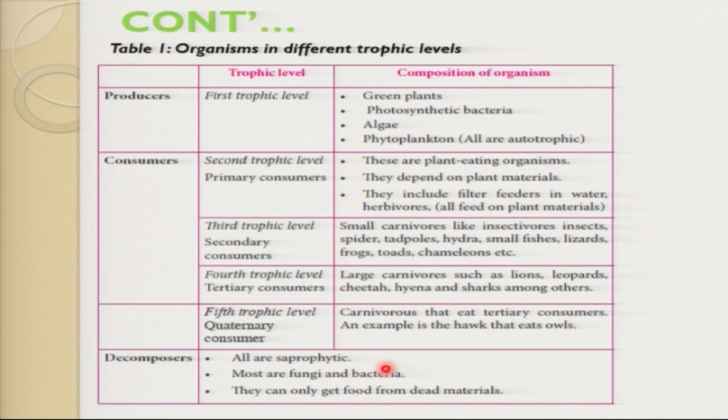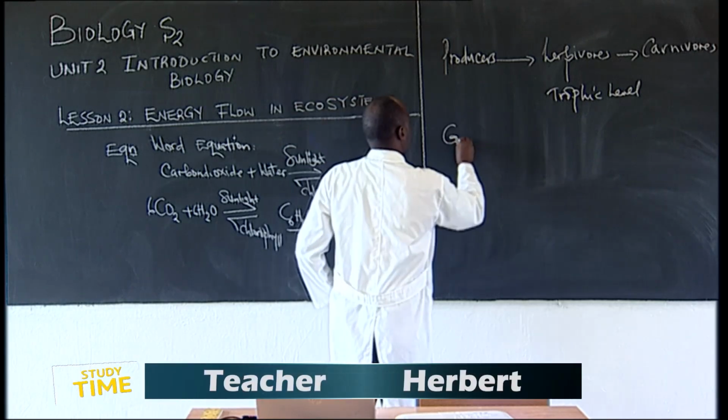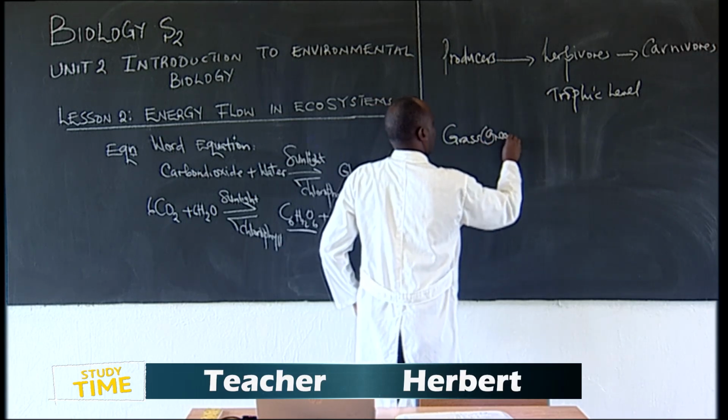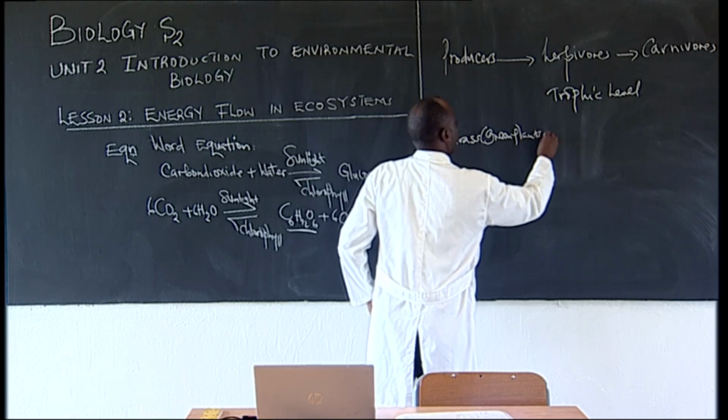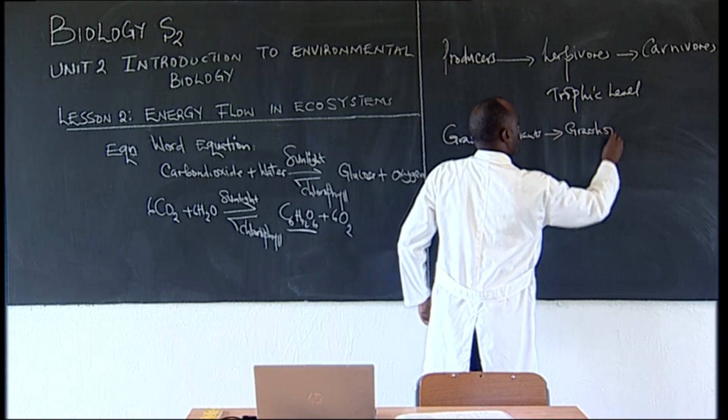If you are together with me, that's okay. Let's talk about the food chain. What is a food chain? A food chain is a linear representation of how organisms eat each other before they are eaten in return. You can eat one organism before being eaten. Let me give a small example. I can have the grass, which is the green plants. The green plants are eaten by the grasshopper.